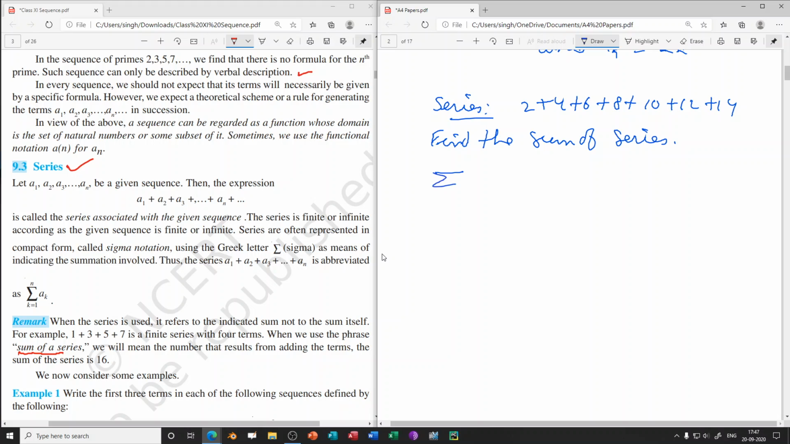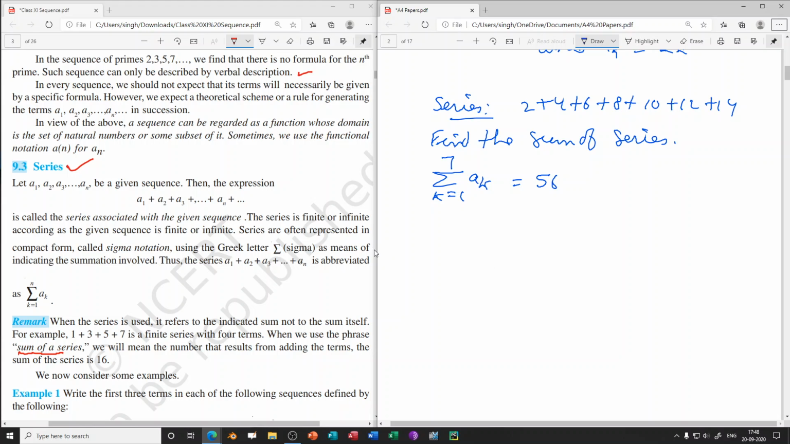So summation k equal to 1, then count how many terms are there: 1, 2, 3, 4, 5, 6, 7. So this 7 goes on top, then this ak, and its total will be 2 plus 4 is 6, 6 plus 6 is 12, 12 plus 8 is 20, 20 plus 10 is 30, 30 plus 12 that is 42, and plus 14 that is 56. So the sum of this series will be 56.